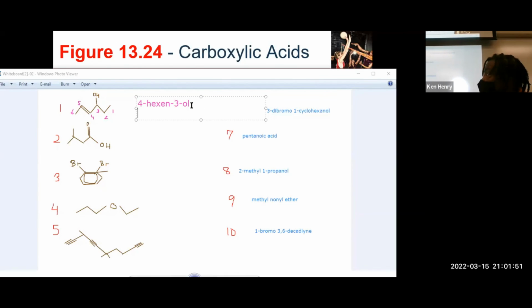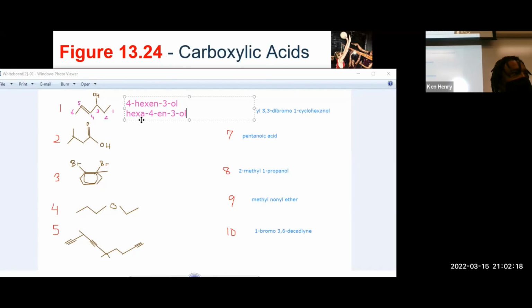The other way of doing it is hexa-4-ene-3-ol, or hex-4-en-3-ol. Either one of those is fine. Did you guys get that?